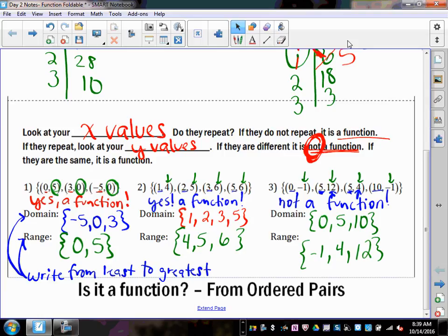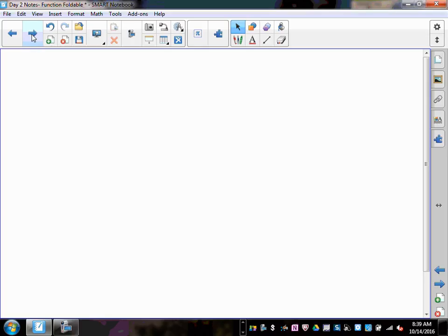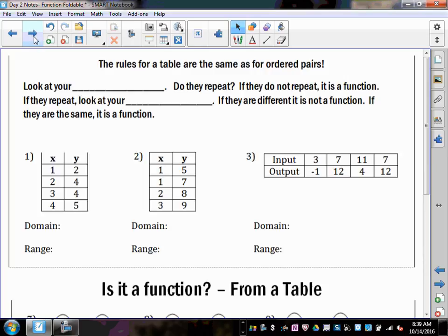All right, let's go ahead and turn to our next flap. Is it a function from a table? So we've looked at ordered pairs. Those are these coordinate points. Now let's take a look at it from a table.